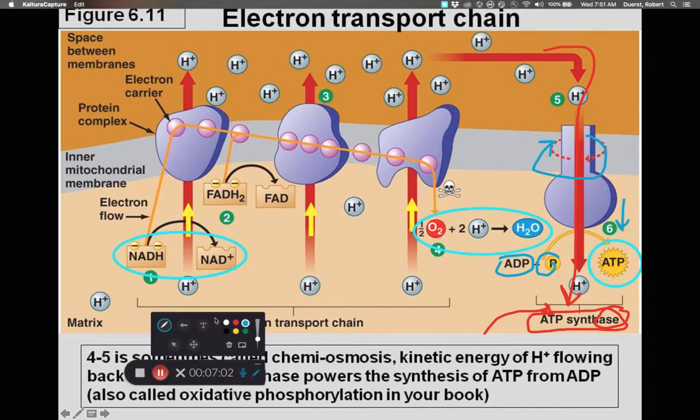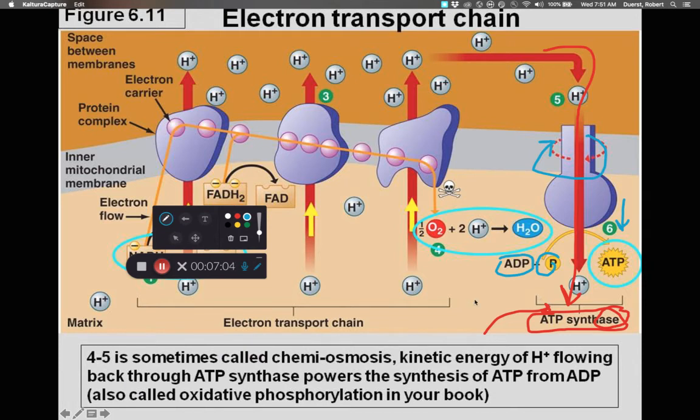This process at the end is called oxidative phosphorylation. And this occurs at the ATP synthase. There's a little skull and crossbones right here. And that little skull and crossbones is significant because this terminal protein, this third protein in the electron transport chain, is oftentimes a target site for poison to bind.